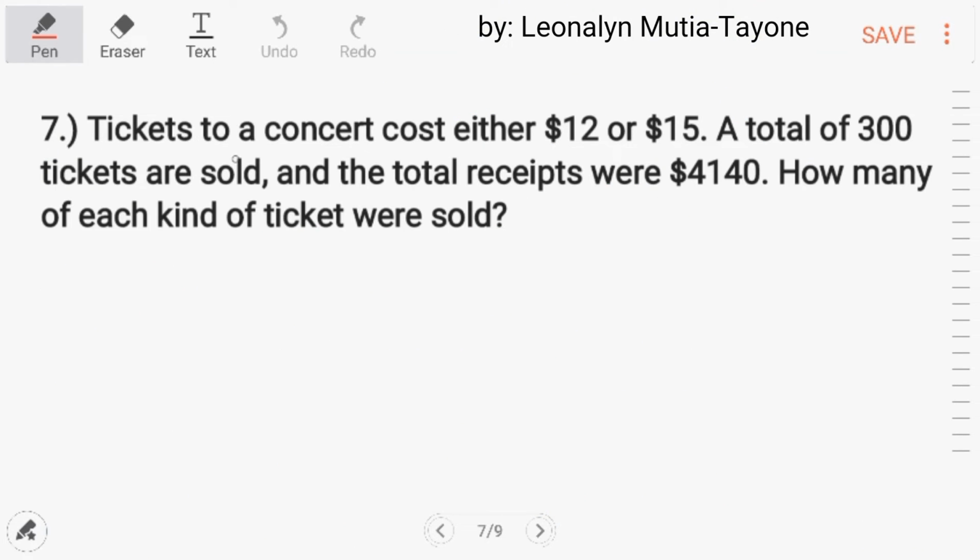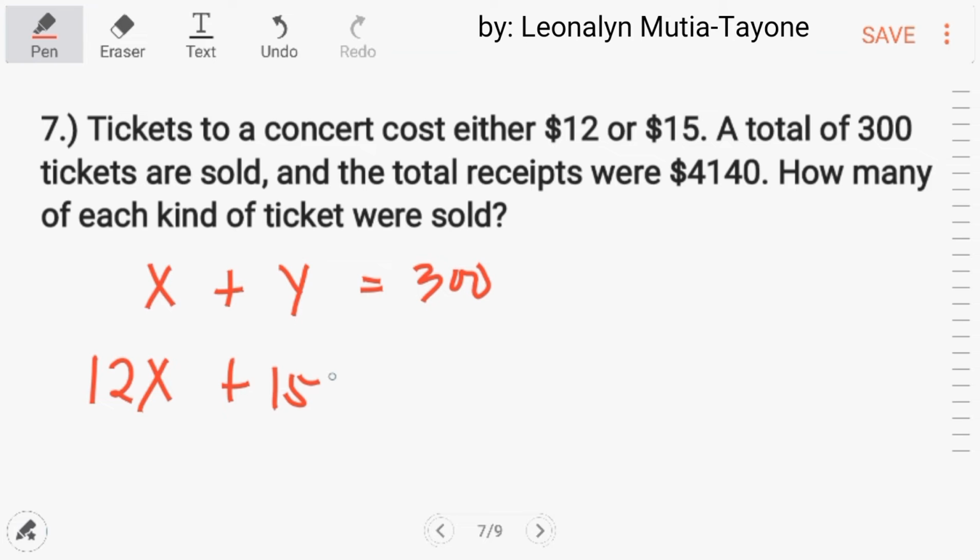Number 7. Tickets to a concert cost either $12 or $15. A total of 300 tickets were sold and the total receipts were 4,140. How many of each kind of ticket were sold? Let x be the number of tickets na tag 12 plus y na number of tickets na tag 15 equals 300. Next is yung price na 12x plus yung 15y, yung value niya, and that is 4,140.